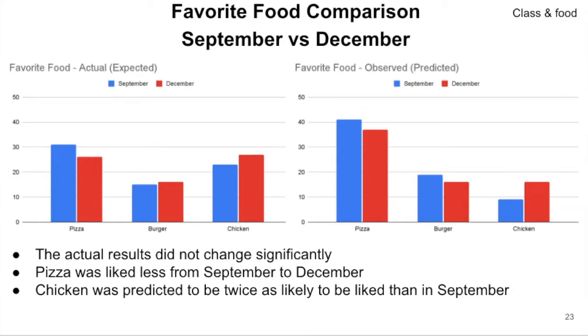Once again, actual and predicted graphs are laid out the same as in the last slide, left for actual and right for predicted. Pizza decreased in popularity, while burger and chicken went up. For our predictions, chicken almost doubled in number of predictions from September to December.